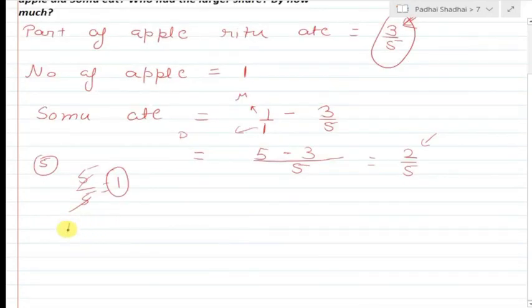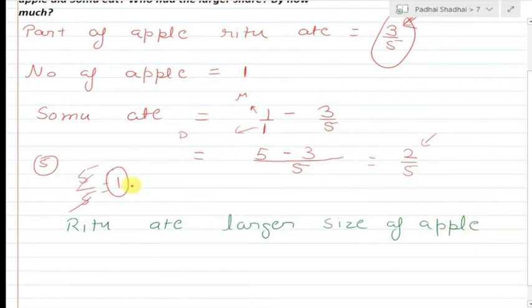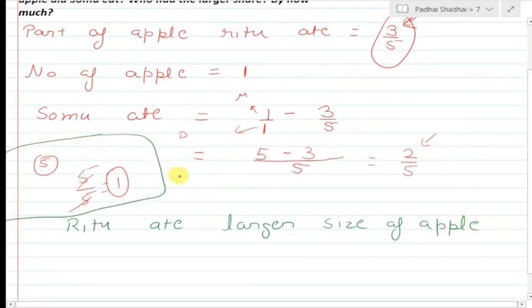Now it is also asked who had the larger part. So from the number itself we can see, beta, Ritu has a larger part, because the base is same, that is the denominator is same, so 3 by 5 is greater. So Ritu ate the larger part of the apple, and by how much? So we have to just subtract them both. We have to also find out how much greater part she ate, so we have to subtract it.